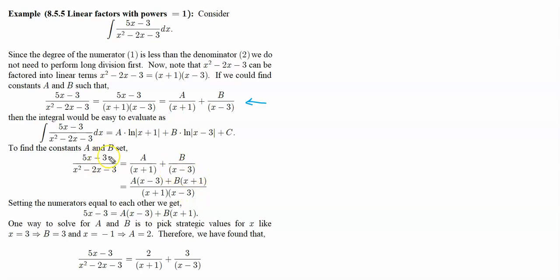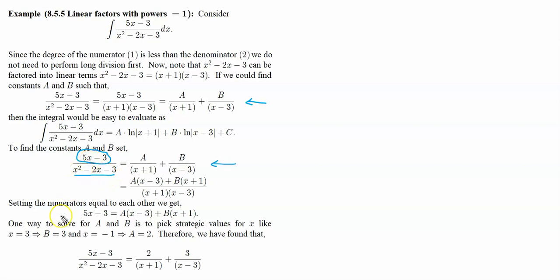Now you'll also notice one thing when we do this here. It is important that the numerator right here have a lower power than the denominator. You notice this is a polynomial of degree 1. This is a polynomial of degree 2 in the denominator. For this technique to work, the degree of the numerator must be less than the degree of the denominator.